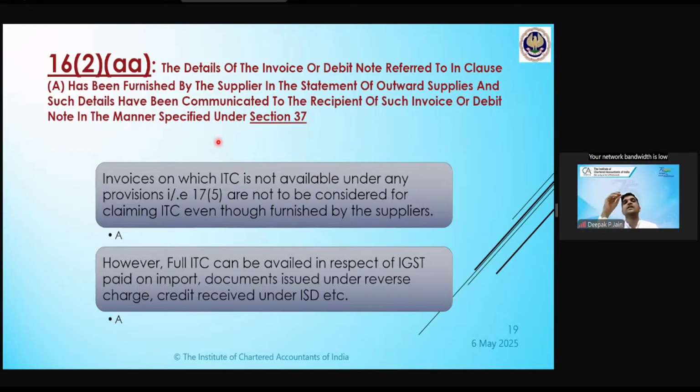What does section 37 say? Every supplier shall upload his outward supplies on a monthly or quarterly basis. So the supplier uploads the details on a monthly or quarterly basis under section 37 in a statement called GSTR 1. So invoices on which ITC is not available under any provisions are not to be considered, is what I'm saying. So you should see GSTR 2B based on GSTR 1, but there also you should see whether there is any blocked credit; don't claim the credit on that.